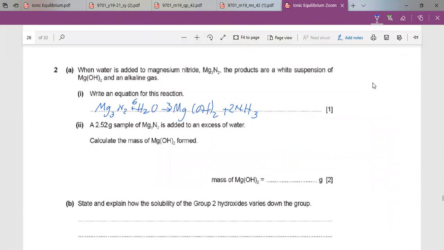Now here I've got to give some funny thing. When this magnesium nitride suspension is added, this is the equation here. They'll give you this, this is how you balance the equation. Don't worry about it. Alkaline gas, the only alkaline gas you know is ammonia. Don't go and think of some other thing.